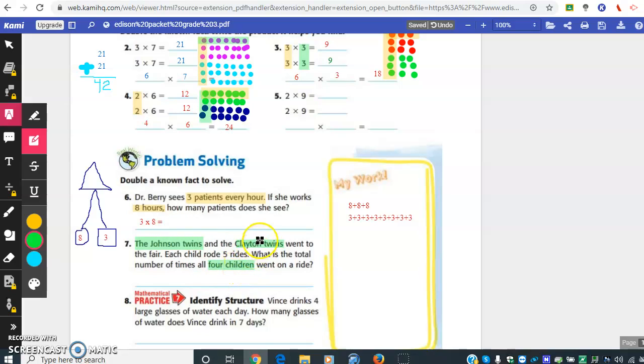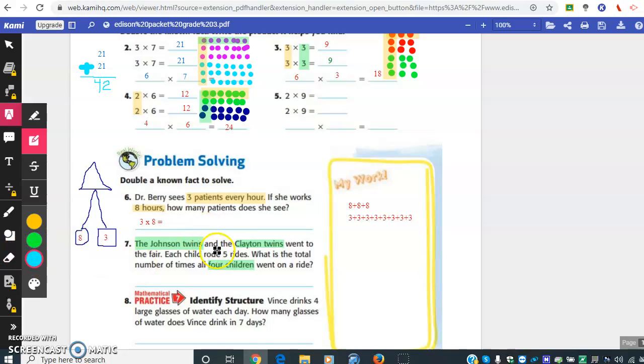Each one of these green highlighted facts, they are related to each other. So I'm not looking at the Johnson twins, which is 2 kids, the Clayton twins, which is 2 kids, and then an extra 4. The story is telling me that the Johnson twins and the Clayton twins are 4 kids. So don't treat this 4 as an extra number in the problem, because it isn't. The Johnson twins are 2 kids, the Clayton twins are 2 kids, and together they make 4 kids. Right? So there's 4 children. That's the first number we're dealing with.